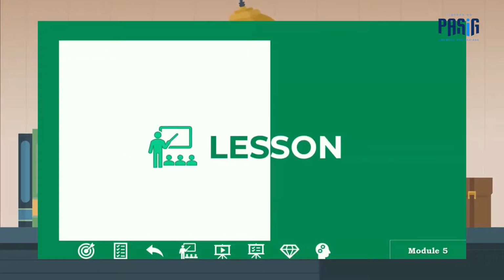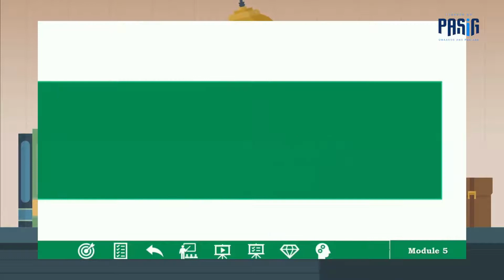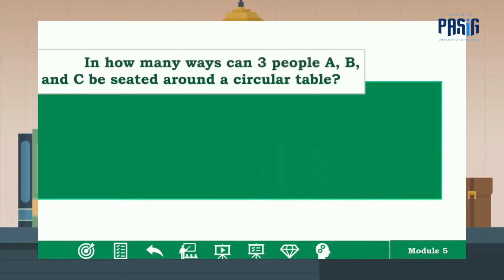Now, let's proceed to the important part of this journey, which is the lesson proper. Before we proceed, let's answer first the situational problem. In how many ways can 3 people, A, B, and C, be seated around a circular table?